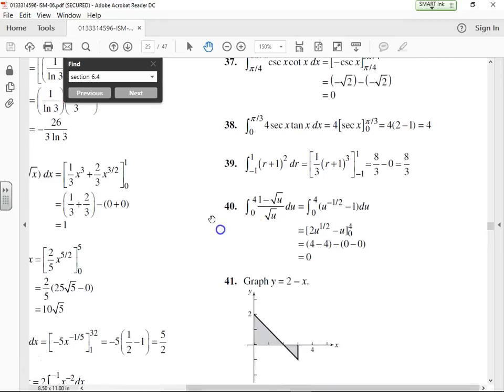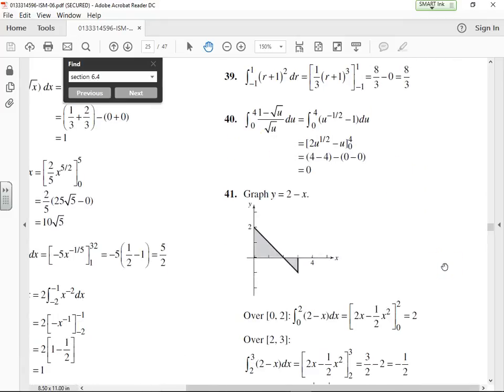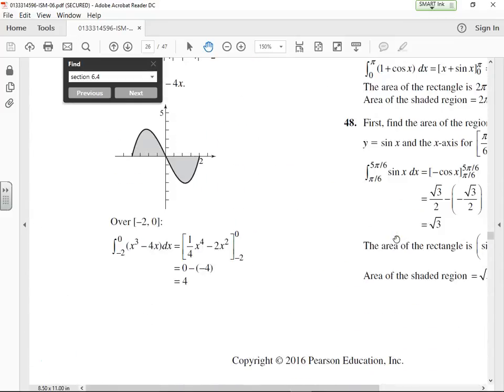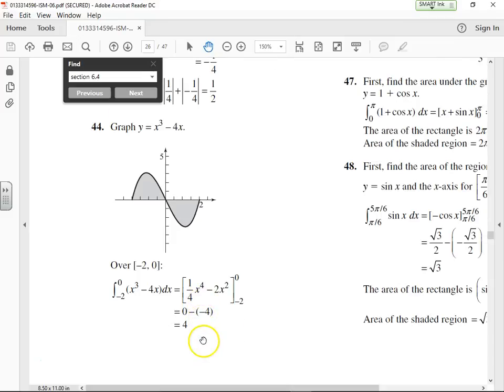Number 40. Number 44. 4. What? I had 8. Oh, they did 0 to 2, 0 to negative 2, and then did they ask for total displacement or did they ask for the region? It was total area. No, I thought... wait, no, I did that right. What? Wait. That's true. What's 4 minus 8? Negative 4?